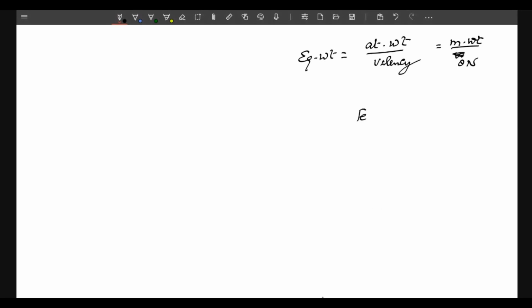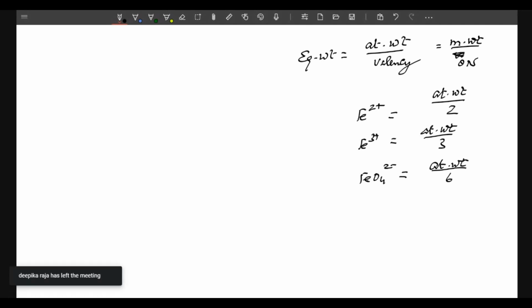For example, Fe2+ ion is there. What would be its equivalent weight? Atomic weight of iron, here 2 electrons are required. Oxidation number change is from 2+ to 0, that is 2. So atomic weight divided by 2 gives the equivalent weight of Fe2+. For Fe3+, the equivalent weight is equal to atomic weight by 3. For FeO4 2-, the Latimer diagram we have seen, the atomic weight is divided by 6, and so on.